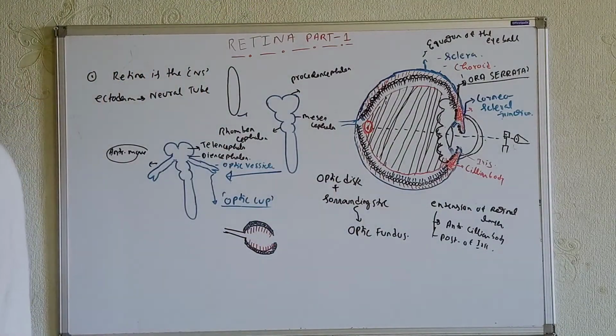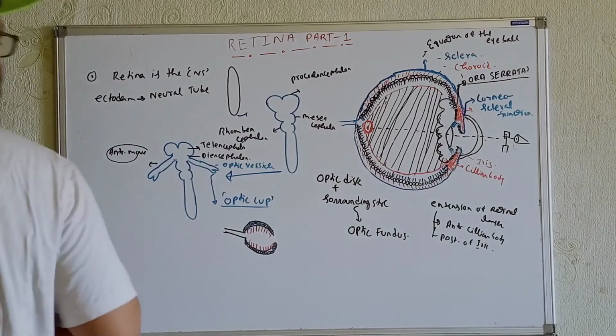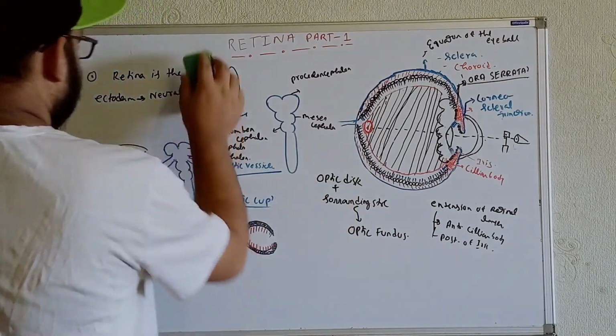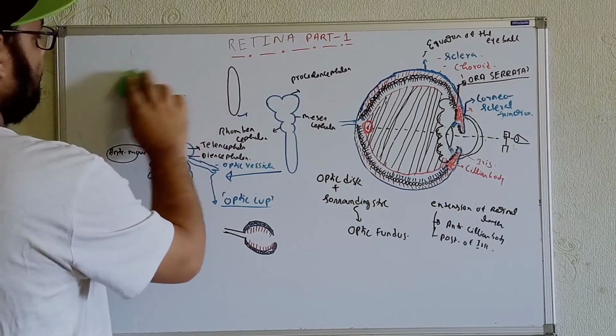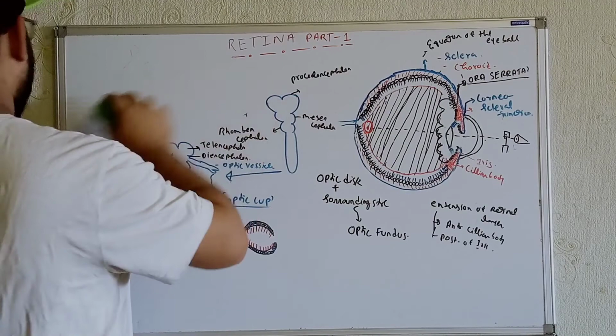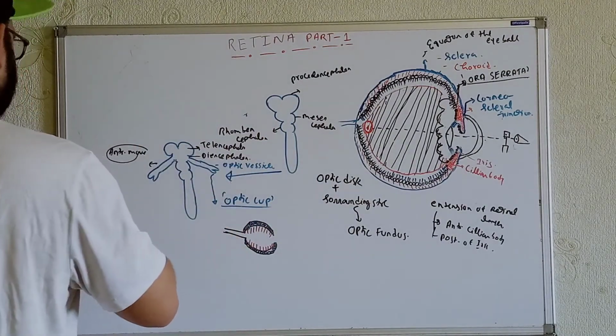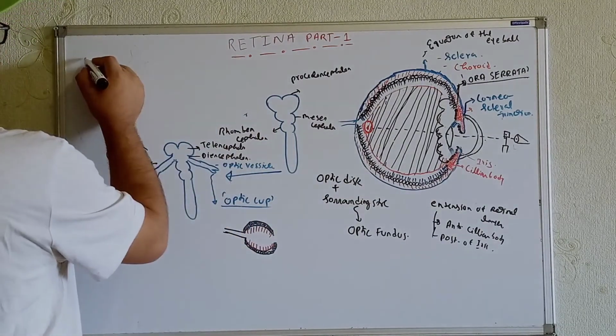Now, if we see the structures of the eye, try to understand from here. For example, the two eyes. Definitely, you are having two beautiful eyes.